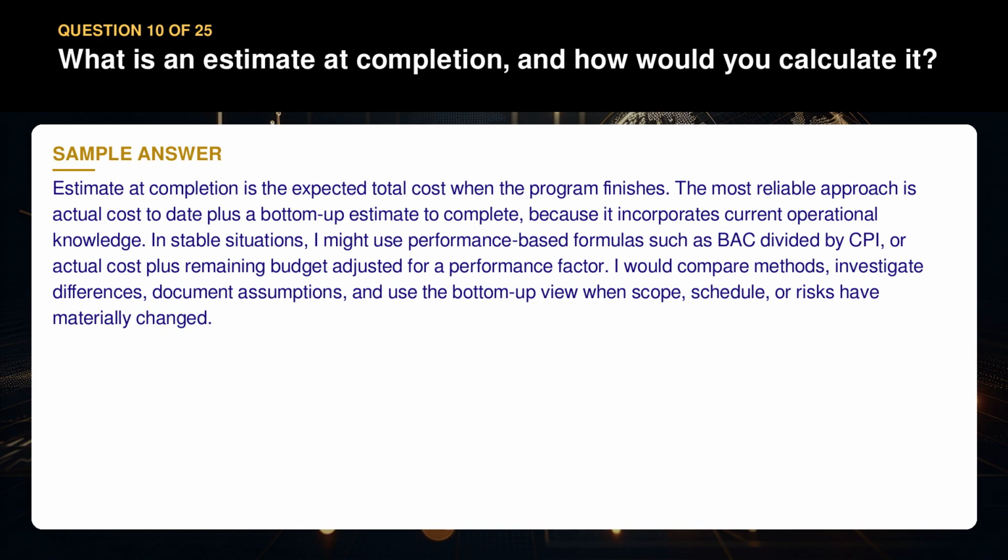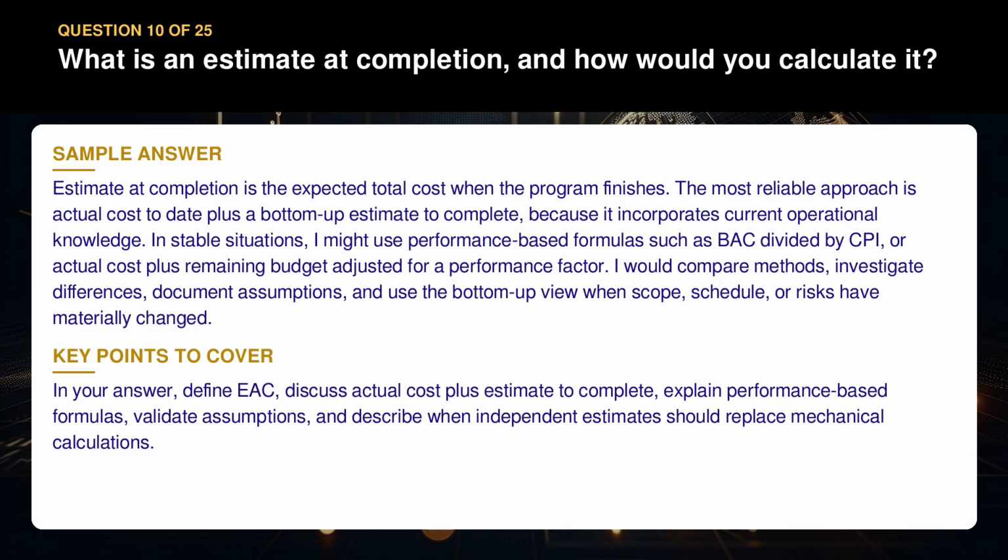I would compare methods, investigate differences, document assumptions, and use the bottom-up view when scope, schedule, or risks have materially changed. In your answer, define EAC, discuss actual cost plus estimate to complete, explain performance-based formulas, validate assumptions, and describe when independent estimates should replace mechanical calculations.